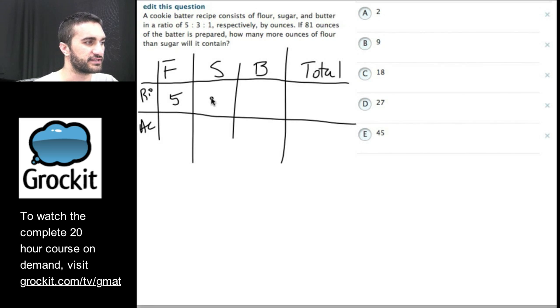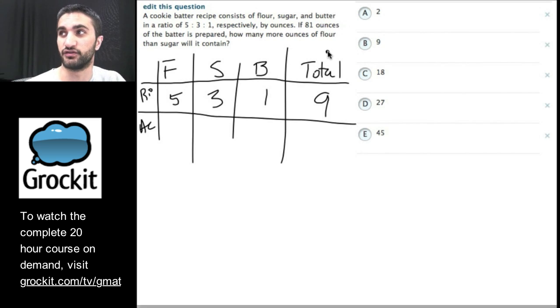And then we just basically start filling this in. 5, 3, and 1. So these are the ratios. We add those up. That should give us 9. They then tell us a little bit of information. Remember, they have to give you enough information to answer the question, unless one of the answer choices was that there's not enough information to answer this question.